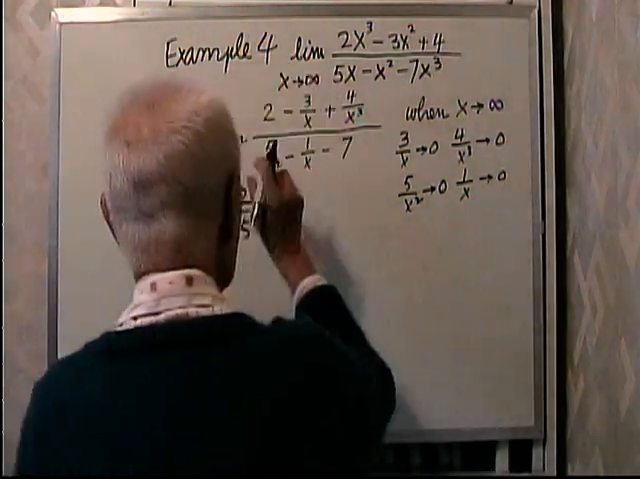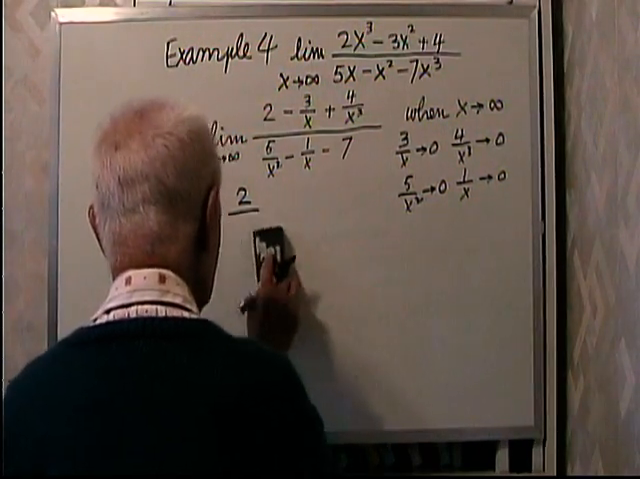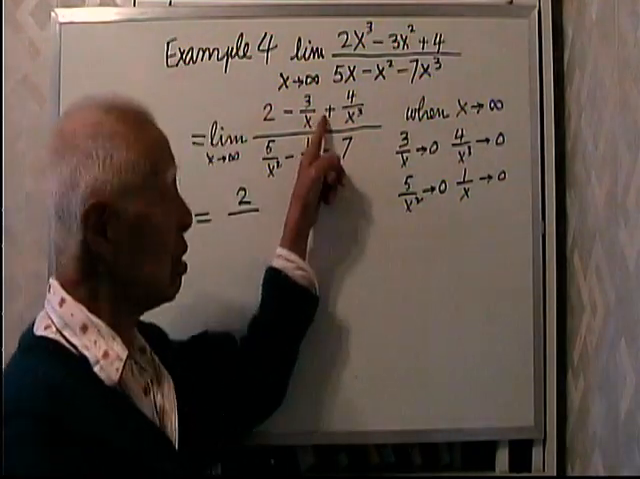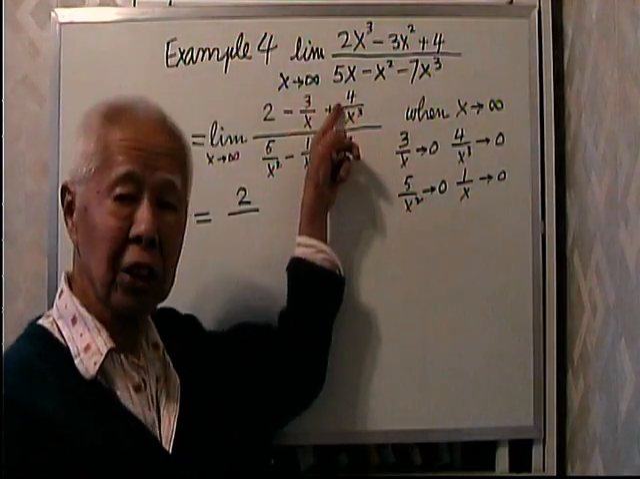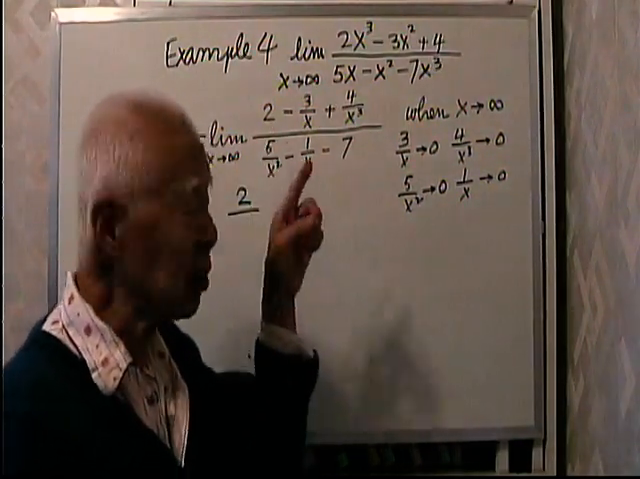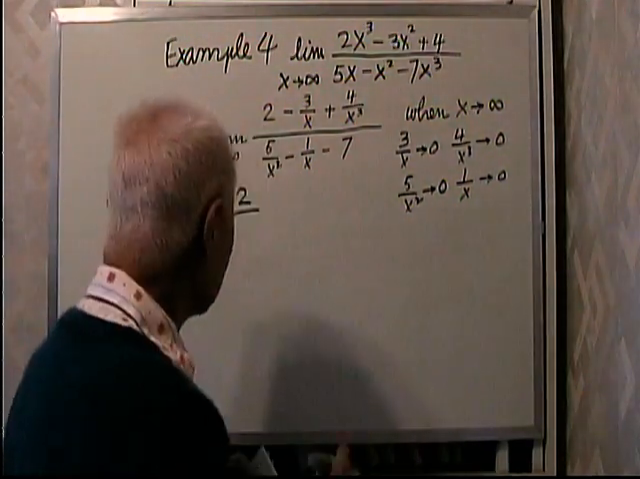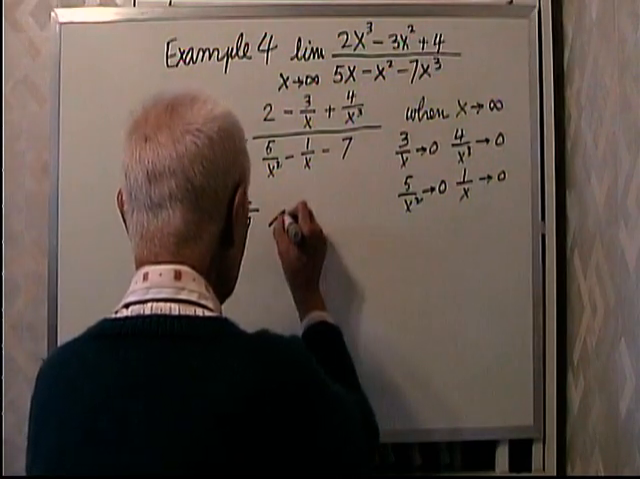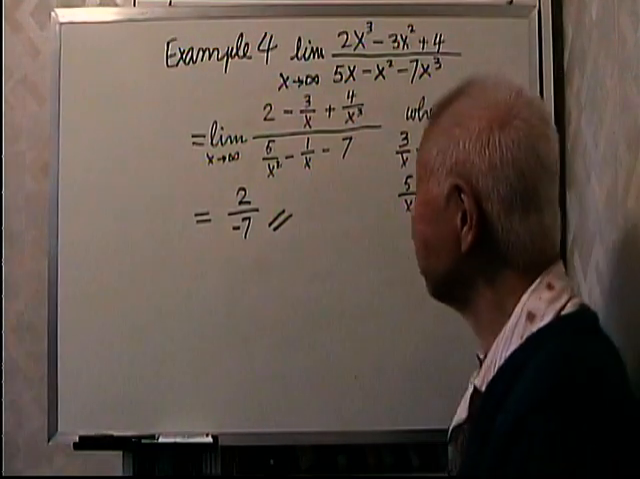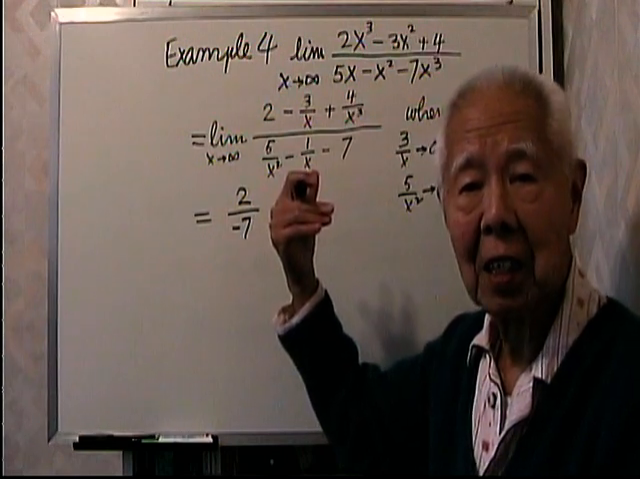Therefore, we are left with 2 over 5. Oh, no, not 2 over 5. I'm sorry. This is 0, this is 0, 0 here, 0 here. What we are left with is 2 divided by negative 7. So this is my final answer. And this is how you do it. Divide by x to the power 3.